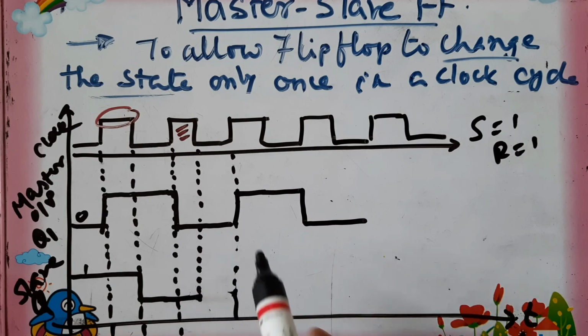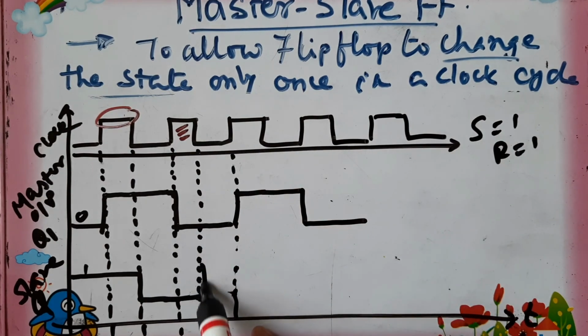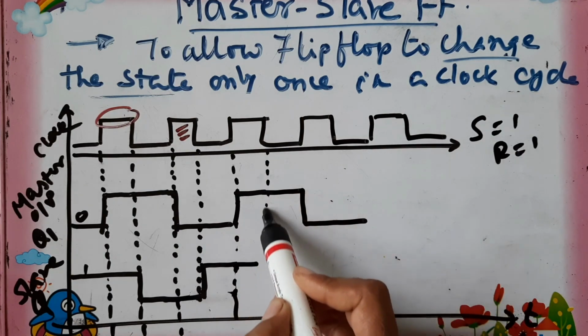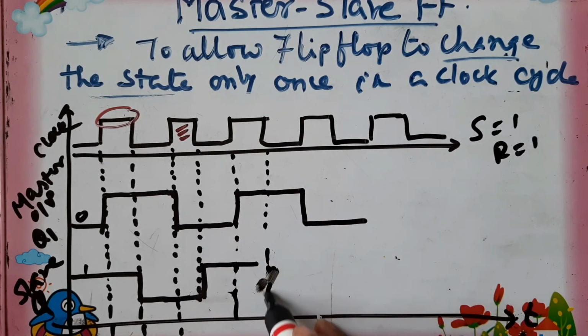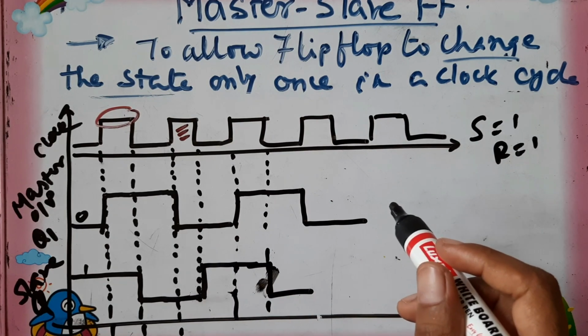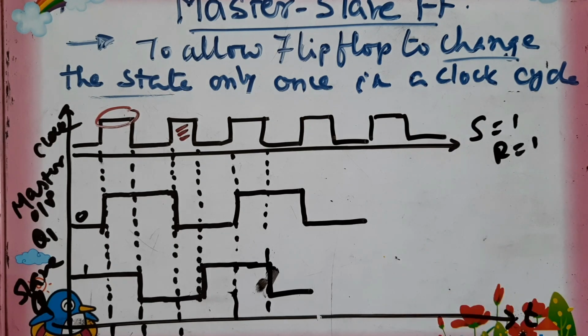when negative part occurs, it will change the level. Again for positive, it will hold. When negative occurs, it will change the level. So this is how we can draw the waveforms of the master slave SR flip flop. Then we will be discussing master slave D and master slave JK.